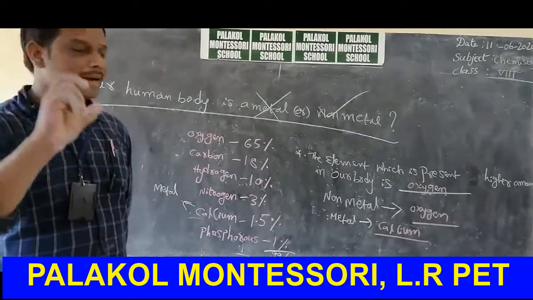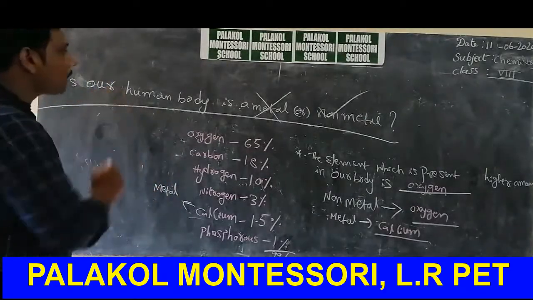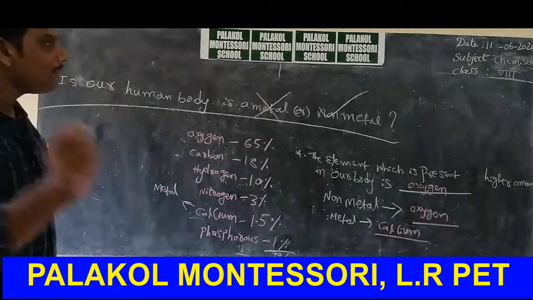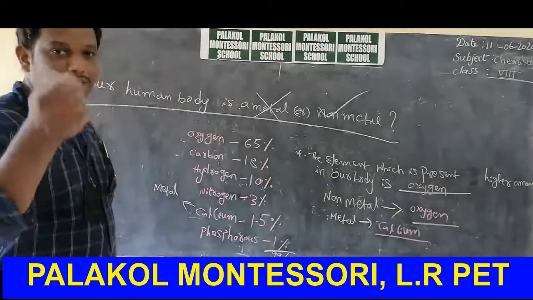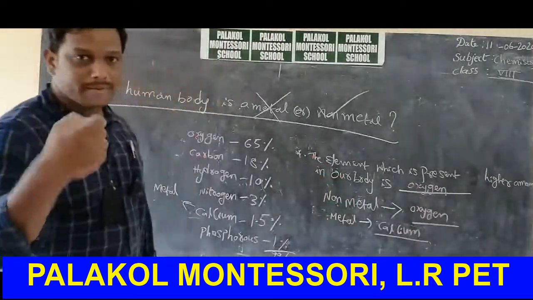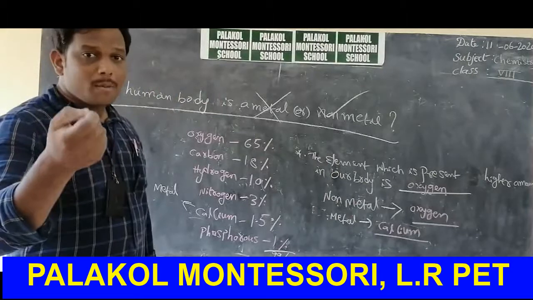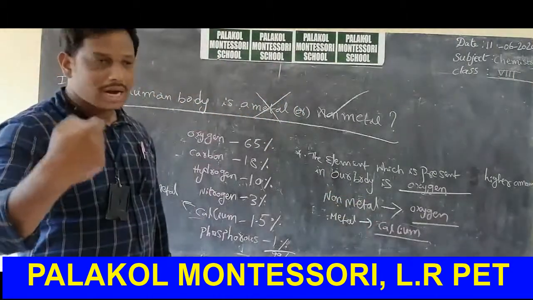Then finally we discussed a small, very interesting topic: is our human body a metal or non-metal. Finally we concluded that our human body is a non-metal and the element which is present in higher amount in our body is oxygen. The non-metal which is present in higher amount in our body is oxygen. The metal which is present in higher amount in our body is calcium.